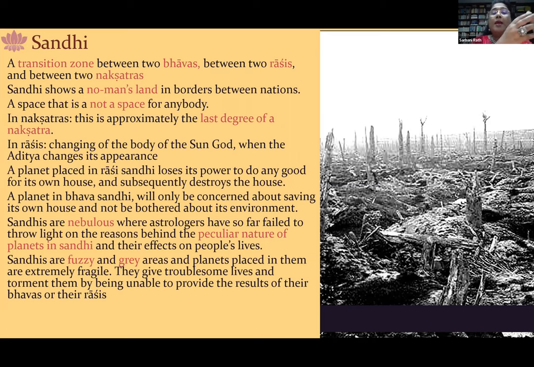Similarly, a transition zone can happen between two bhavas, between two rashis, and between two nakshatras. Now, when you have borders between nations, there is something called a no man's land. Those of you from an armed forces background would be very familiar with this. There is a strip of land between the borders. It's not just a line that you hop across to be in India or Pakistan, or Italy and France. There is usually a little space between the borders of two nations, and this is known as a no man's land.